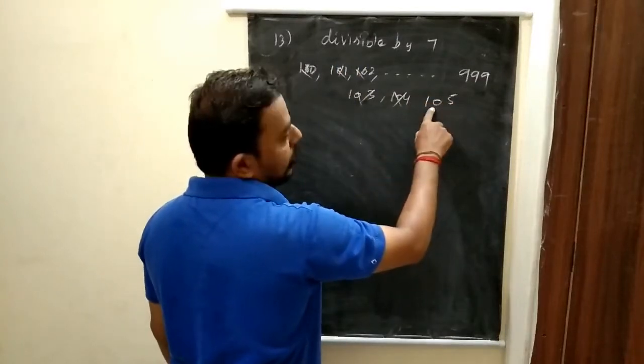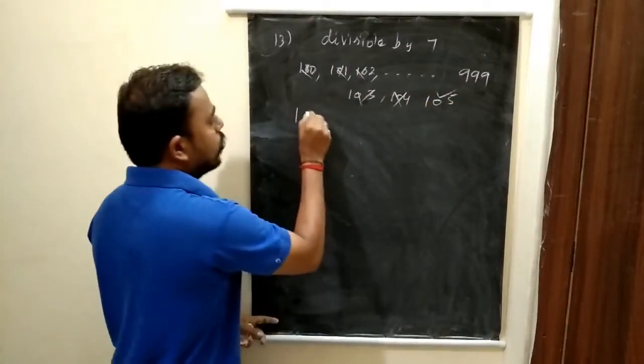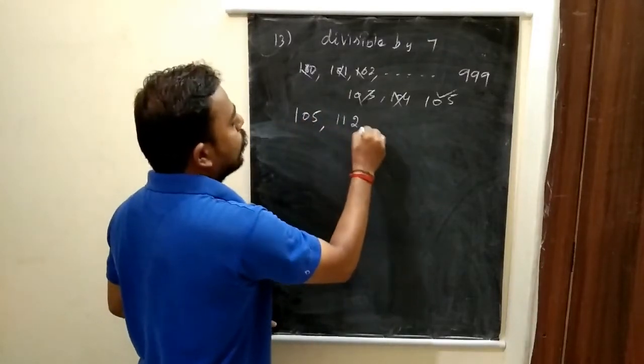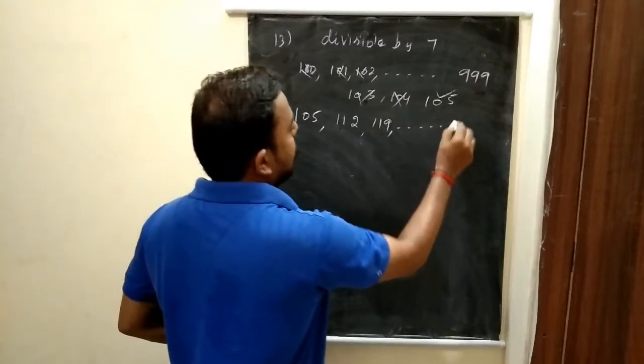105: 1 7s are 7, remaining 3. So this is the first number. So 105 is the first number, and divisible by 7 now. So the next numbers are definitely 112, 119, up to 999.